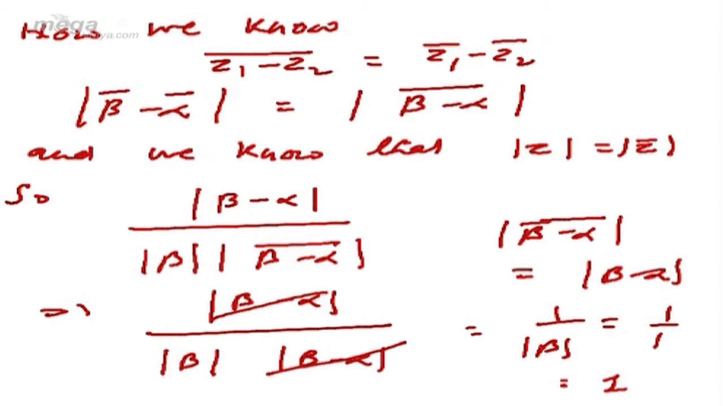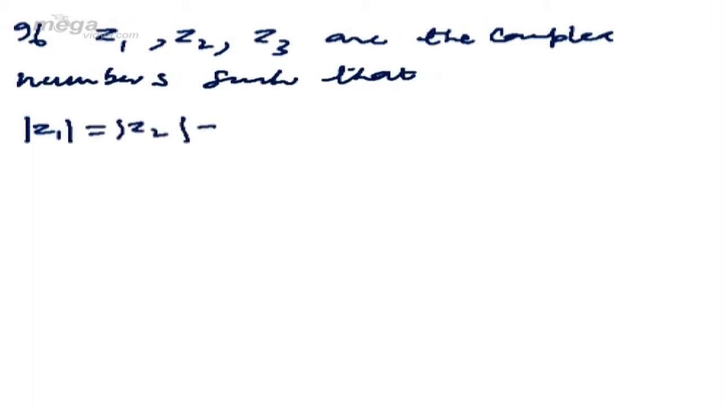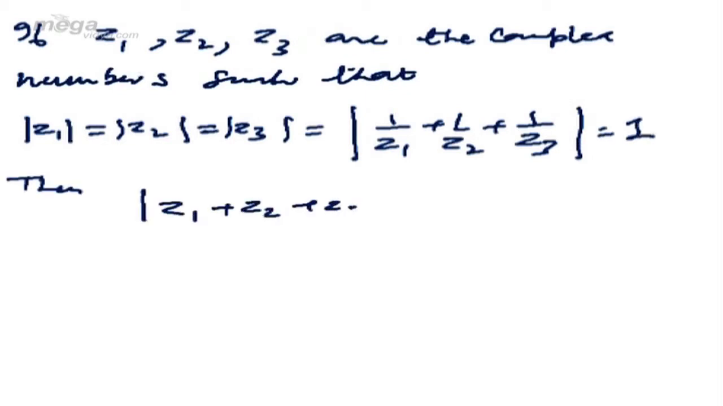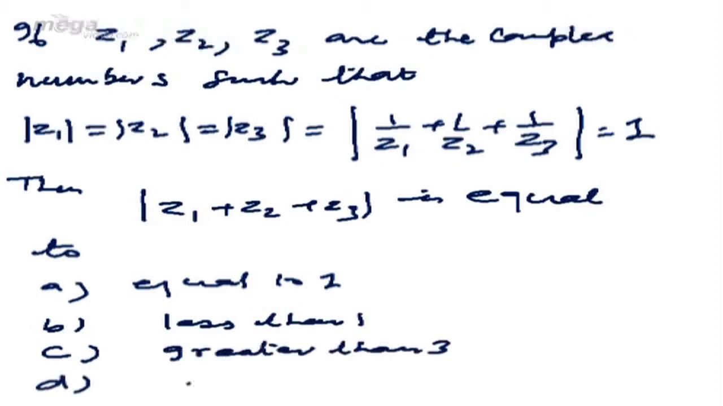Now we come to the next problem. If z1, z2, z3 are complex numbers such that mod of z1 is equal to mod of z2 is equal to mod of z3 is equal to mod of (1 by z1 plus 1 by z2 plus 1 by z3) is equal to 1, then mod of z1 plus z2 plus z3 is equal to: a is equal to 1, b is less than 1, c is greater than 3, and d is equal to 3.